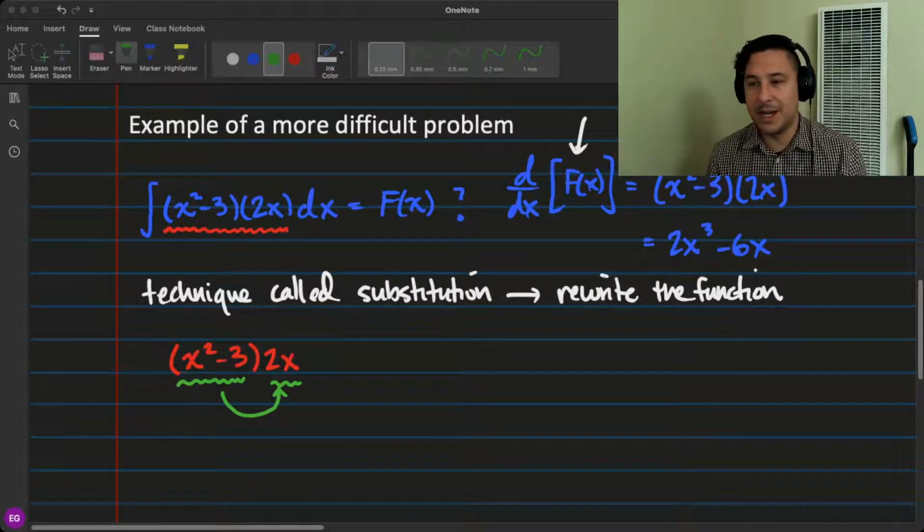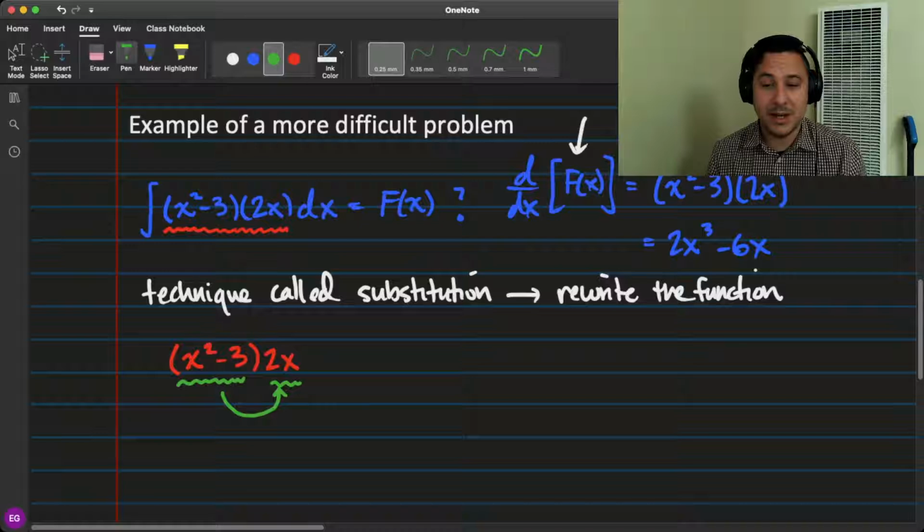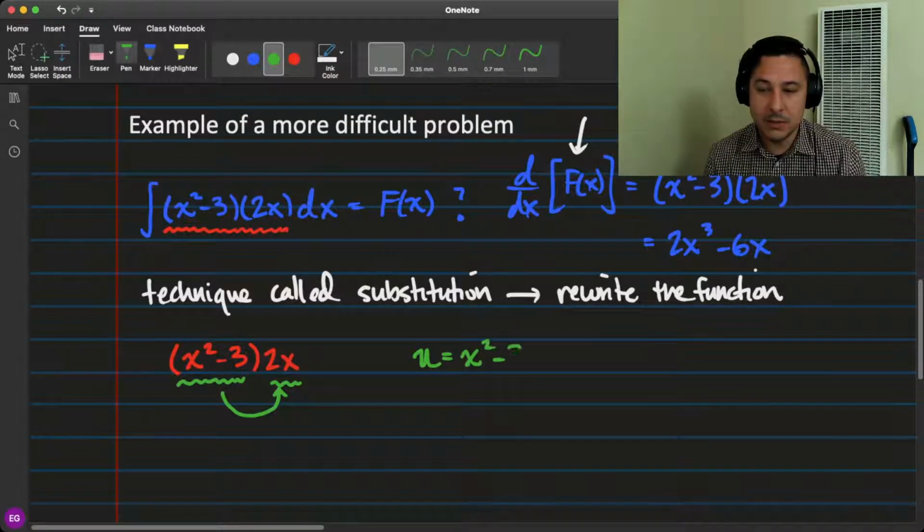This is what I mean by rewriting it. So there's something going on here. I drew the arrow in a particular way. What's the relationship between x squared minus 3 and 2x? Yeah. So you're like, oh, that's weird. 2x literally is the derivative of x squared minus 3. So what I'm going to do is I'm going to call x squared minus 3 u. So that's my substitution.